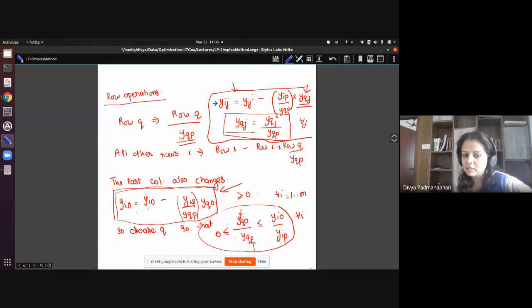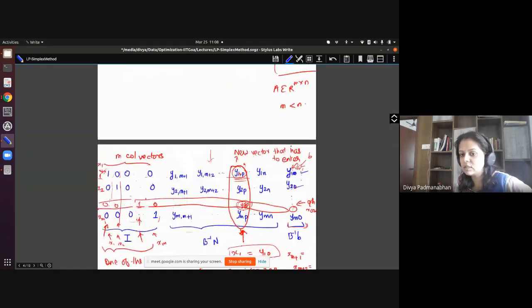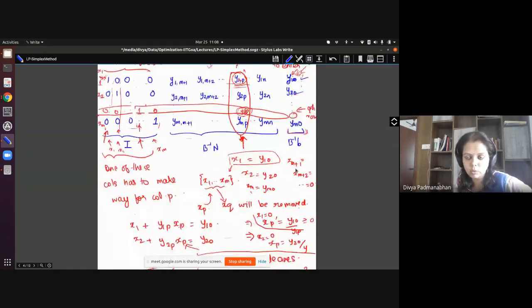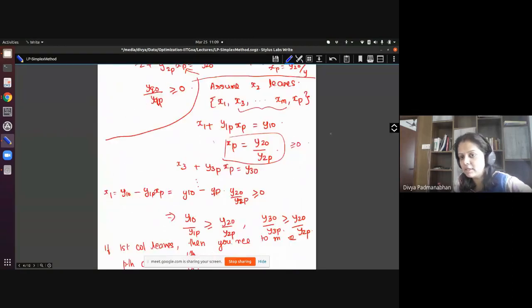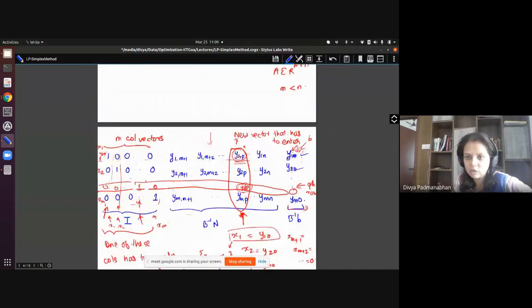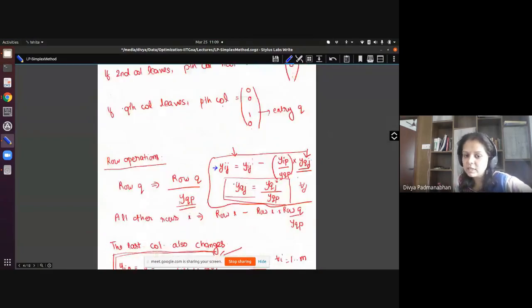Okay, and this last column is the one that gives the values of the x's, the new variables. And that should also take a value greater than or equal to zero. It's because you want this to be true for every row. In every row, you want this column to take values greater than or equal to zero. That's why you look at the ratio.